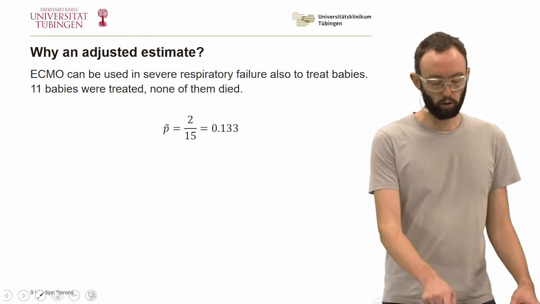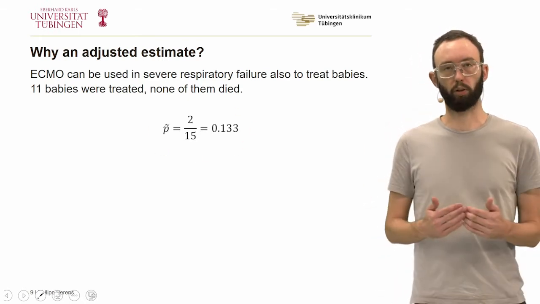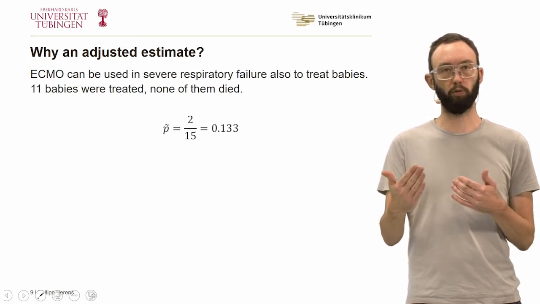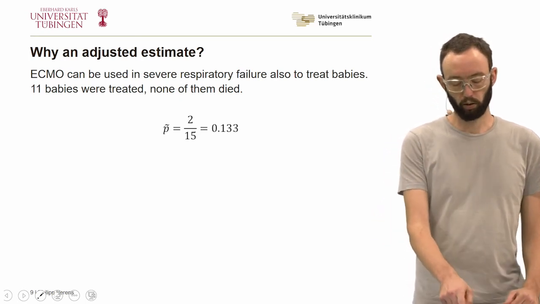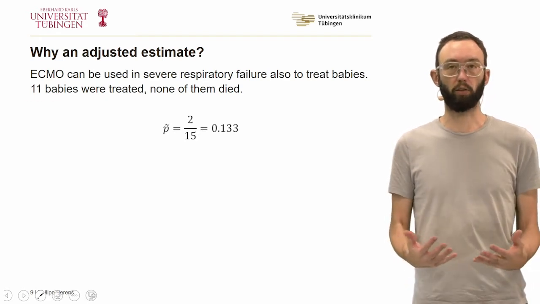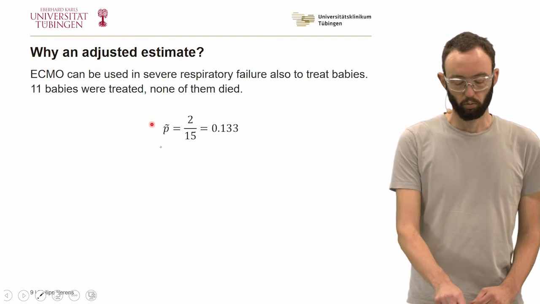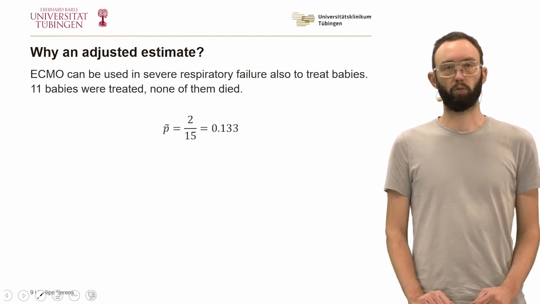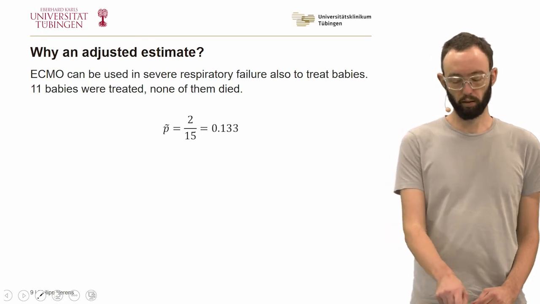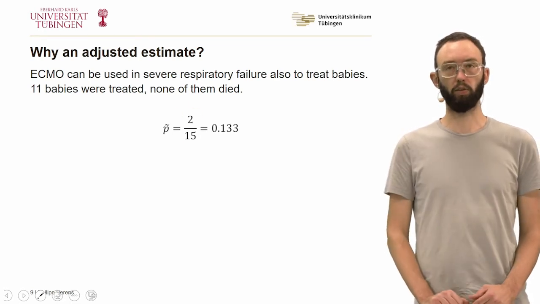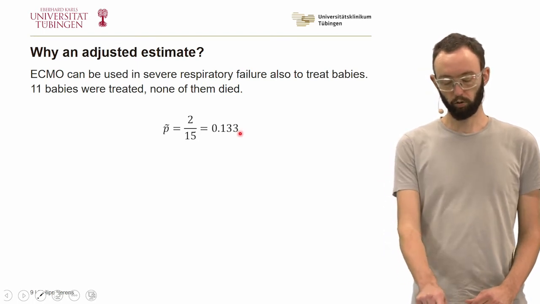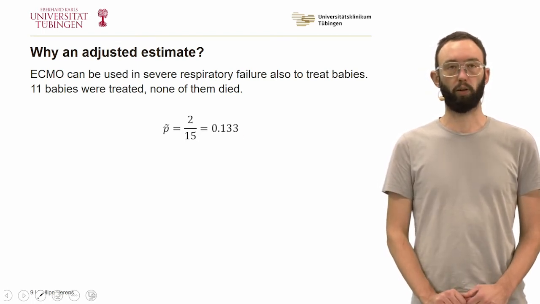So when we use our adjusted estimate, because it's a regularized estimate, biased towards 0.5, this allows us to say, well, we just observed 11 babies. This is limited evidence. We add our 2 fake samples to both the positive and the negative outcomes, and then this yields our adjusted estimate, given our limited data, of 0.133.